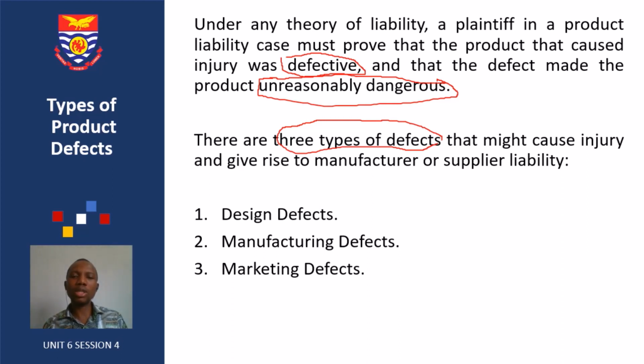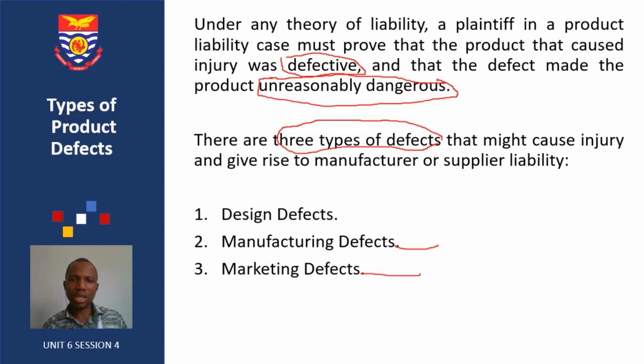So the manufacturing defect has to do with the product itself. When you were producing the product, you failed to exercise due diligence and some unhealthy item went into the product. And when that caused injury, as a producer or manufacturer, you will be held responsible.